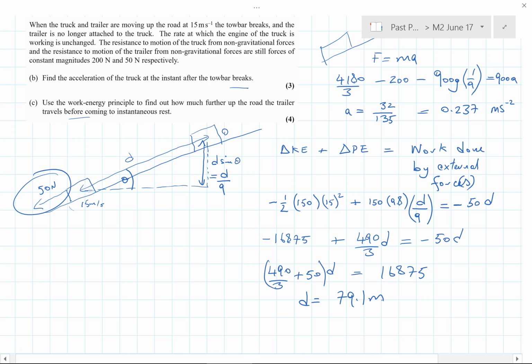Okay, so fairly standard, but some students find them a little bit difficult, but fairly standard work energy power question for question 2. Just got to be careful. I think the last part is probably the trickiest. You've got to be careful with the signs when using the work energy principle. Okay, let's have a look at question 3.